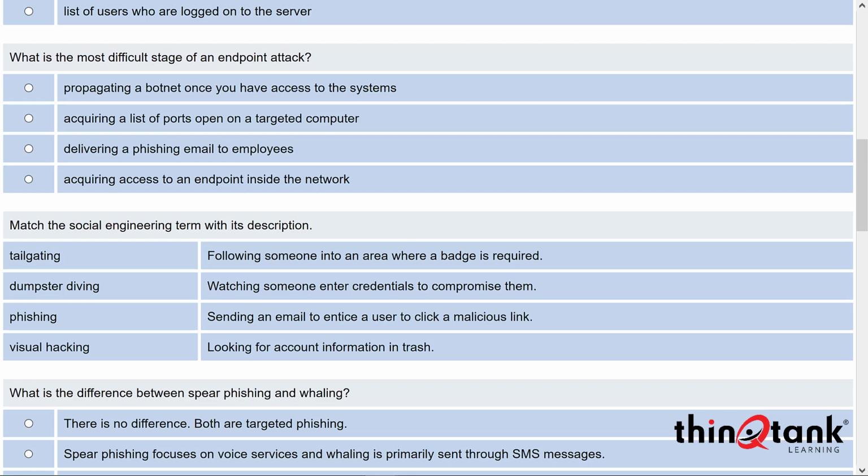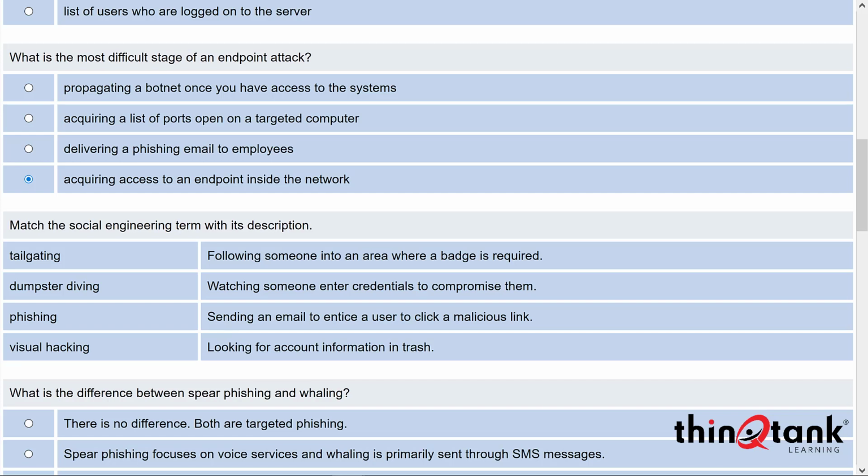Delivering a phishing email to employees, very, very simple task. Whether it's effective or not is a different story, but not a difficult stage. Acquiring access to an endpoint inside of the network. Yep. Acquiring access, some of these other items they listed could be methods for doing that, but that is the difficult part. How do I get into the system? Even if it has some vulnerabilities, I still have to figure out how to take advantage of those vulnerabilities.